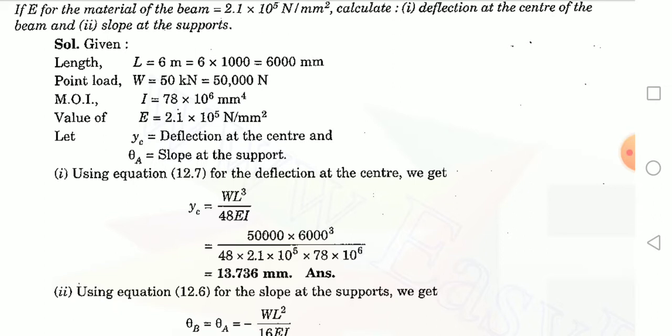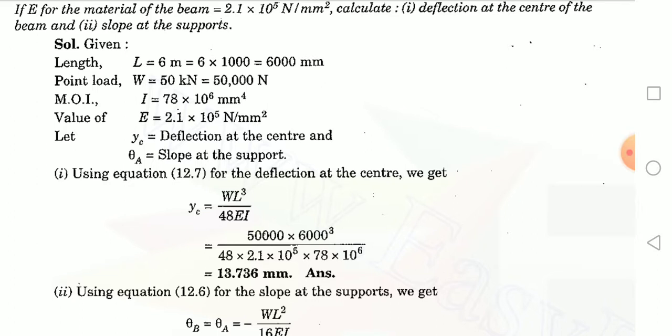into 10 power 5, and I, the moment of inertia value, was given as 78 into 10 power 6. So substituting all the values, the deflection at location or point C equal to 13.736 mm. So this is for question 1.